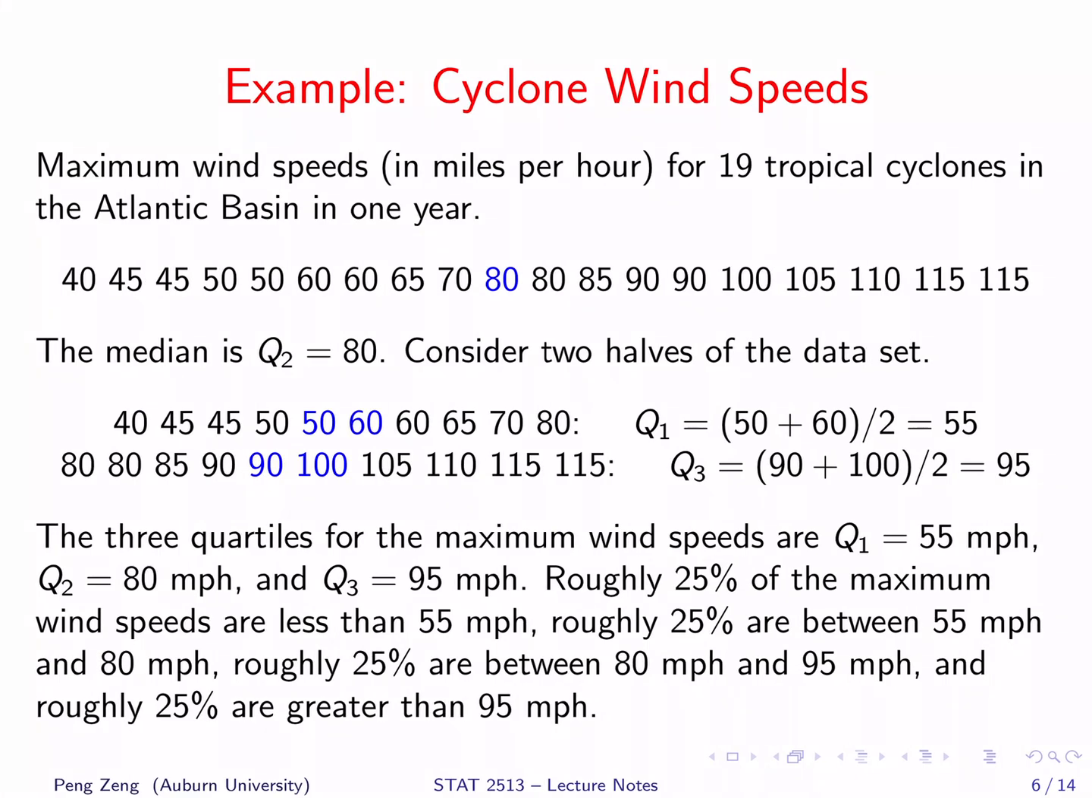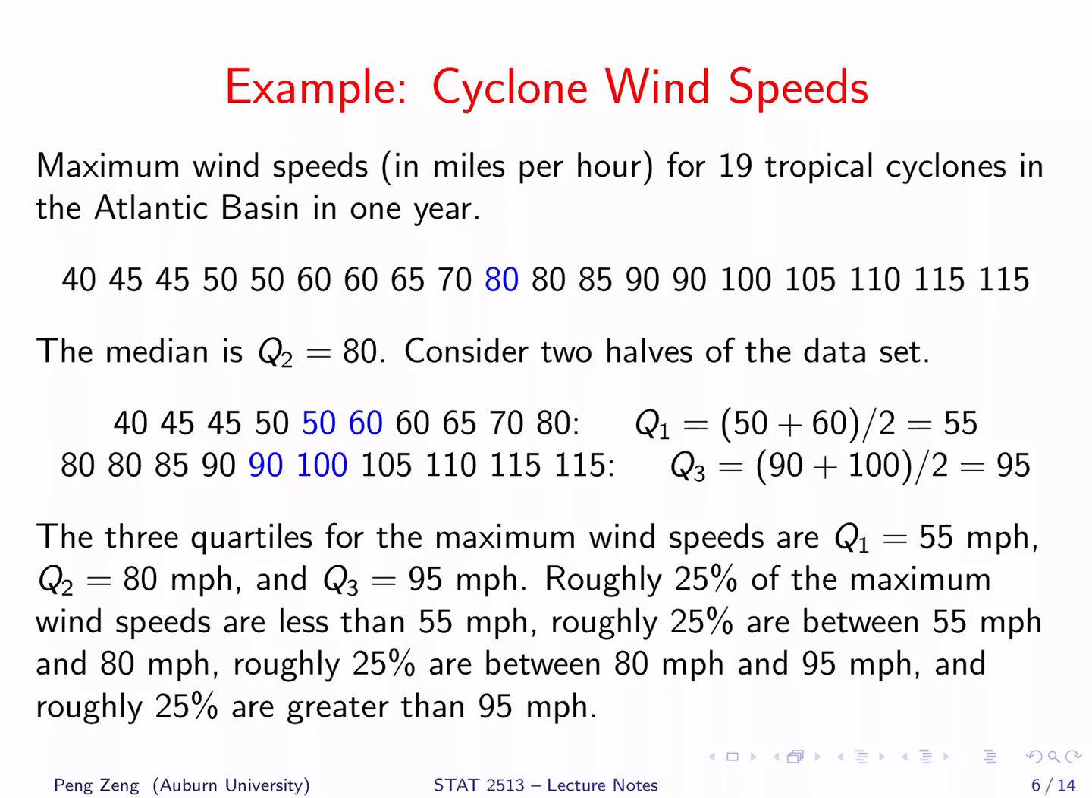Let's look at another example. The data are maximum wind speeds for 19 tropical cyclones in the Atlantic Basin in 1 year. The sample size 19 is an odd number, so the median is exactly the middle number in the ordered list. Here it is 80. Because the sample size is an odd number, when partitioning the data into two halves, we include 80 in both halves. Therefore, the bottom half contains 10 numbers, and the top half also contains 10 numbers.